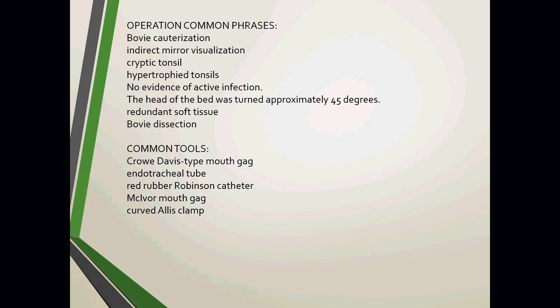The head of the bed was turned approximately 45 degrees. You'll hear that very often on this surgery. Common tools: Crowe-Davis type mouth gag, red rubber Robinson catheter, MacGyver mouth gag. Again, you're not going to hear the same one. Like, you won't hear a Crowe-Davis and a MacGyver mouth gag. Different surgeons like different tools. But you'll hear one of these, and you'll hear these over and over and over again.